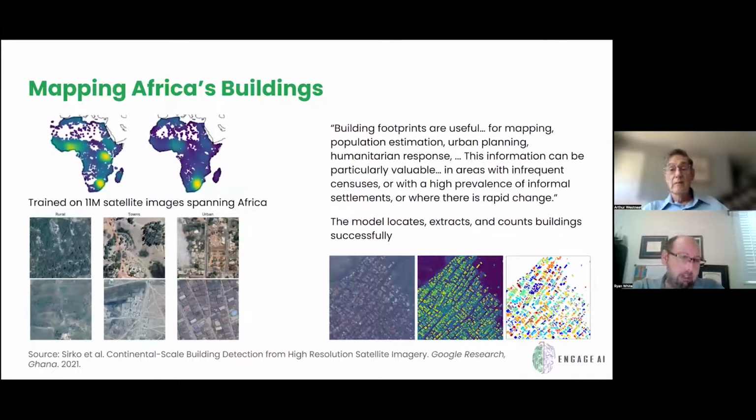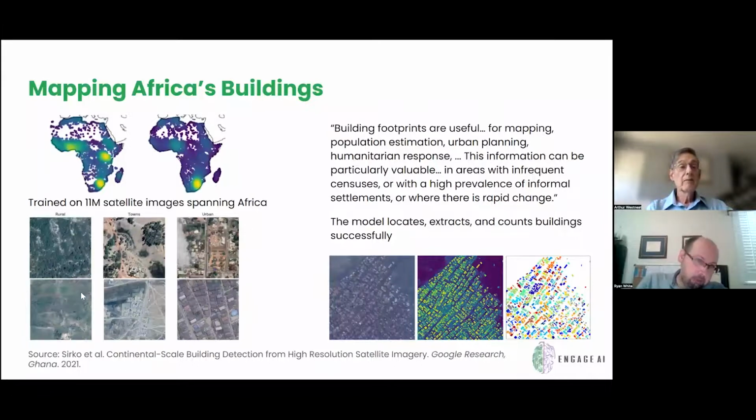But what they did, they took 11 million satellite images spanning the entire continent of Africa. These pictures here are from 2 data sets. Each dot represents a location where they have a satellite image. Not only an image, but a sequence of images through time. So you can see pretty much the whole continent is covered, with the exception of parts of the Sahara where I suspect there just aren't that many settlements. But anyway, that was all they could get.